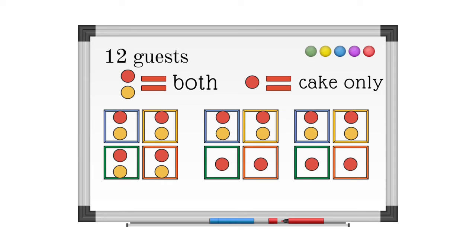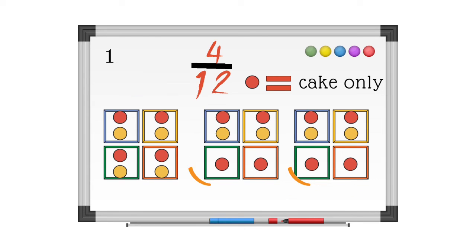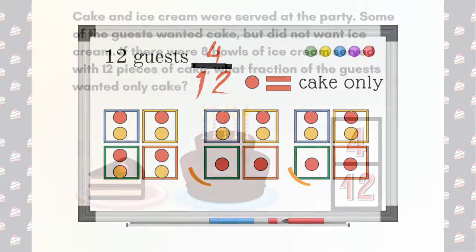According to our scenario, there were 8 bowls of ice cream made. Put 2 circles for 8 of the guests. As you can see, we can already figure out the remaining number based on our visual representation. 4 of 12 guests received only 1 circle, meaning they wanted cake only.